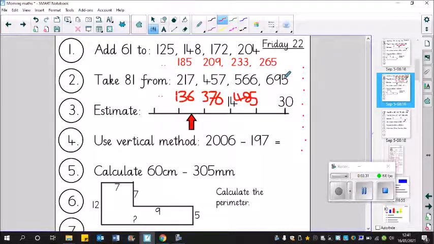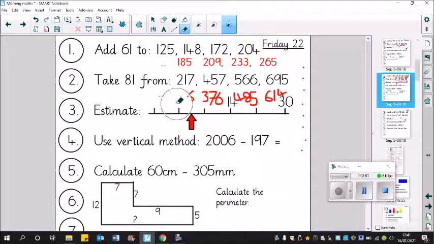And then finally 695. Well, this is a bit easier. 695 take away 80 is 615, so 6, 1. Now this would be a 5, but take away an extra 1, this becomes a 4. Okay, so those are the answers, but please do use the dots if you are struggling with taking away 10.